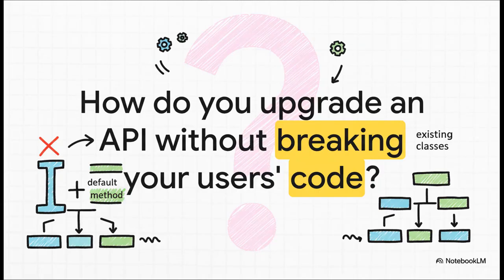This is the million-dollar question, isn't it? It's the classic developer's tightrope walk. You've got to add new functionality, but you absolutely cannot force every single person using your API to go back and rewrite their code. So how do you solve that puzzle?